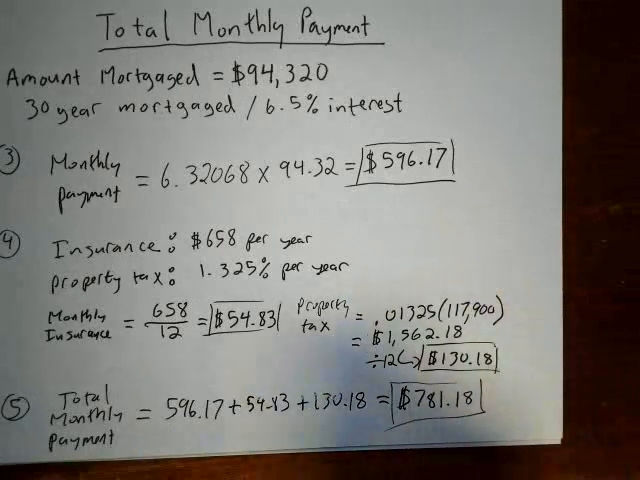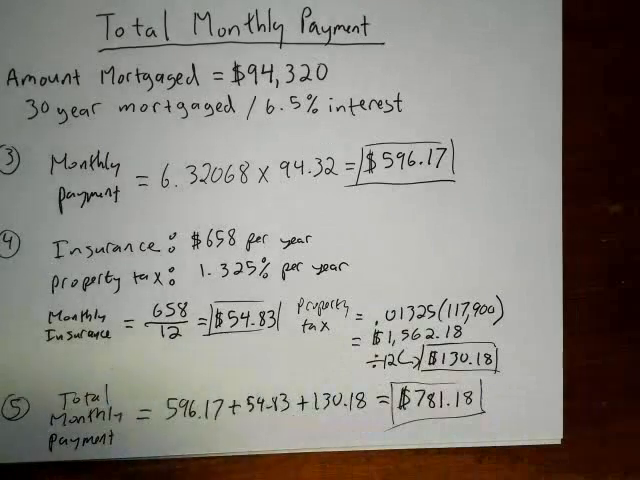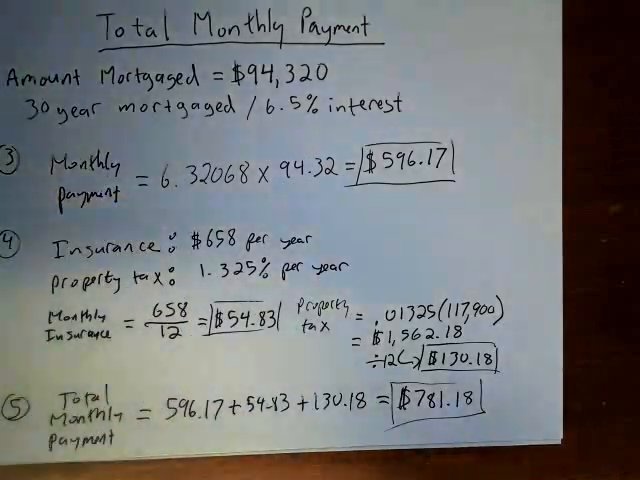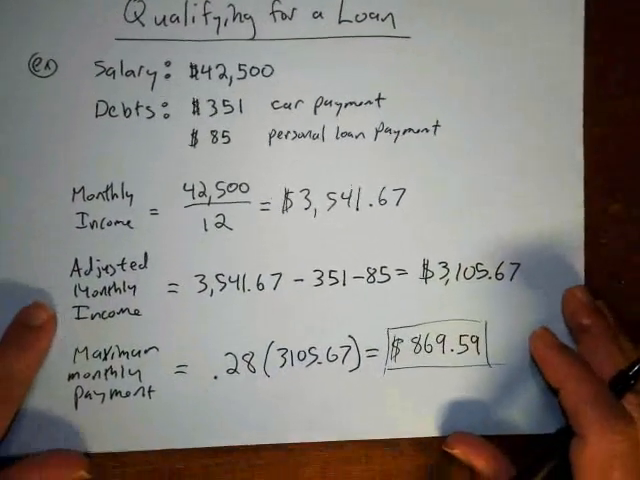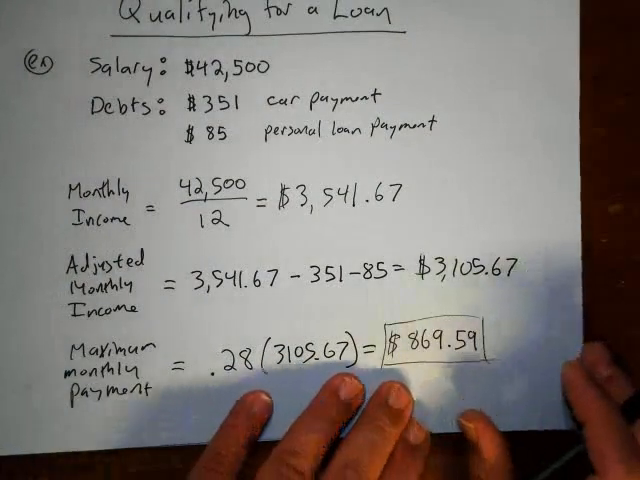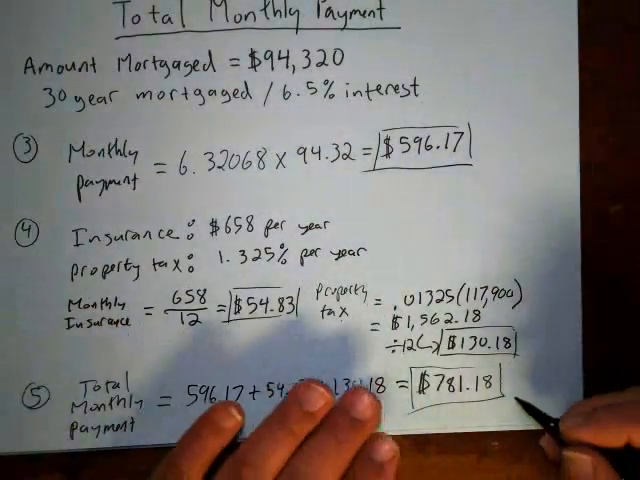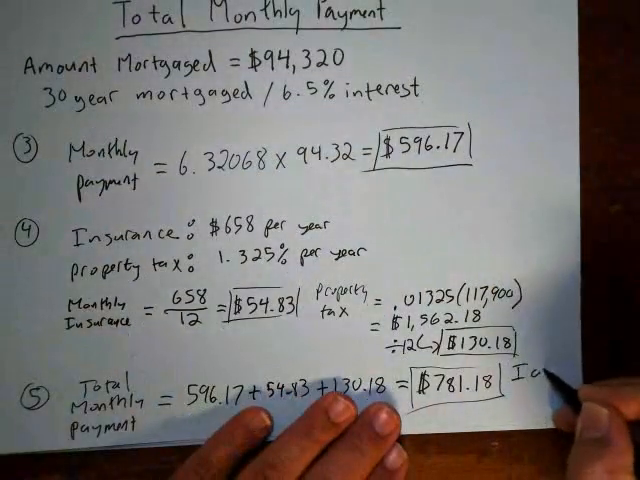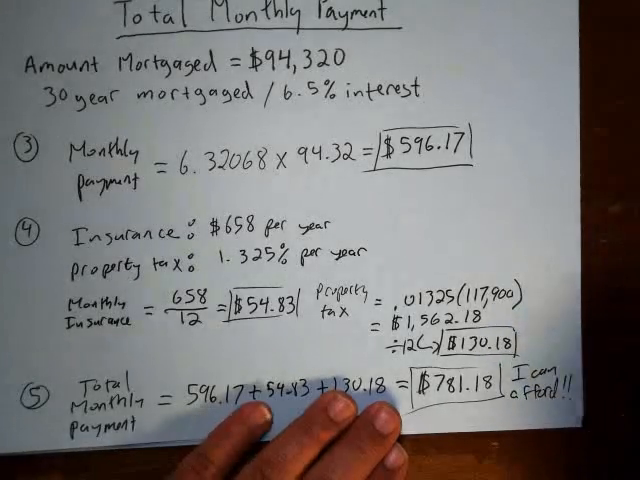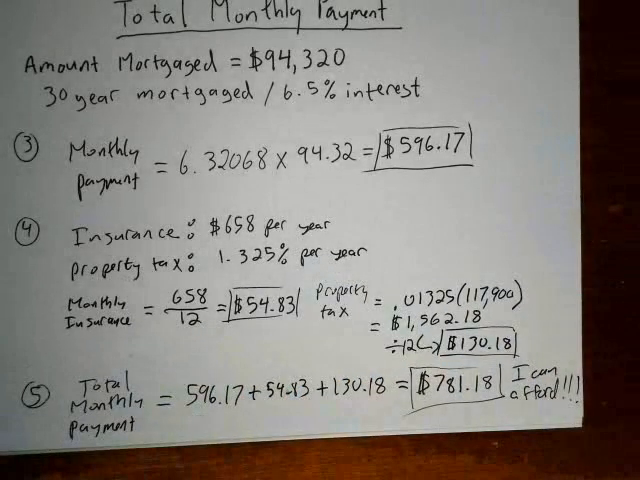This is what has to be less than the maximum monthly payment. So let me go back to the very beginning of the project where we made that calculation. So the maximum monthly payment is $869.59, so that means I qualify for the loan. So I can afford, or I qualify for this loan. So yay, that means I can buy this home.